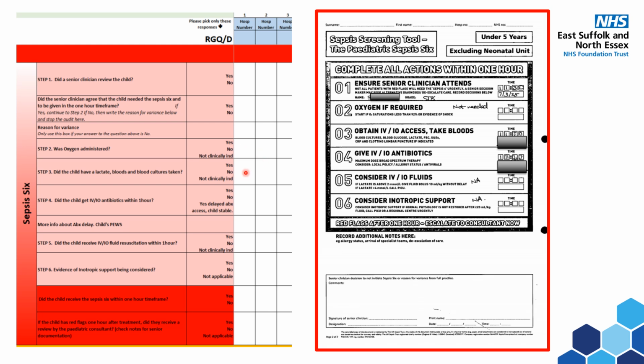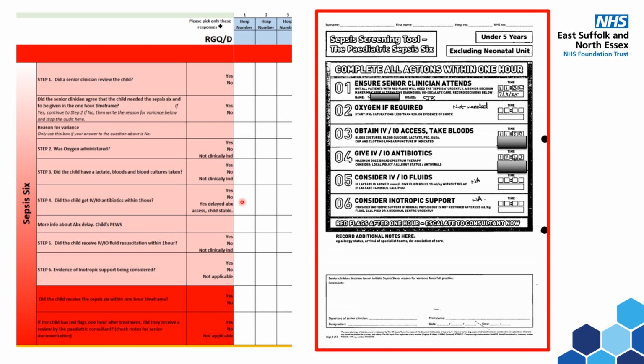Step number 3. So to audit this one, did the child have lactate bloods and blood cultures? So I'm going to look at my chart and I'm going to see here they did get IV access and they did take bloods and they did that at 11:50. So I'm going to mark yes, that's compliant. Then going to go on to step 4.